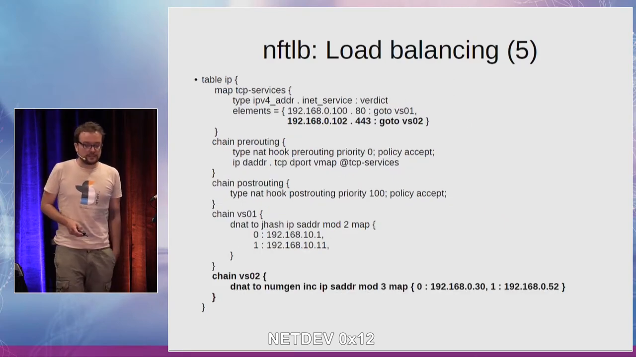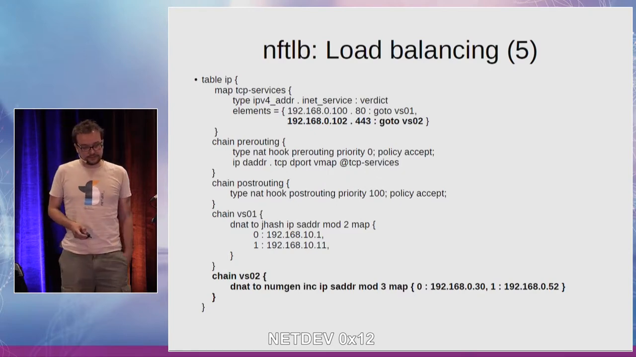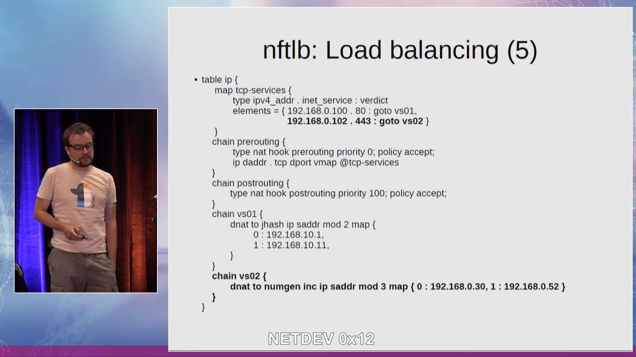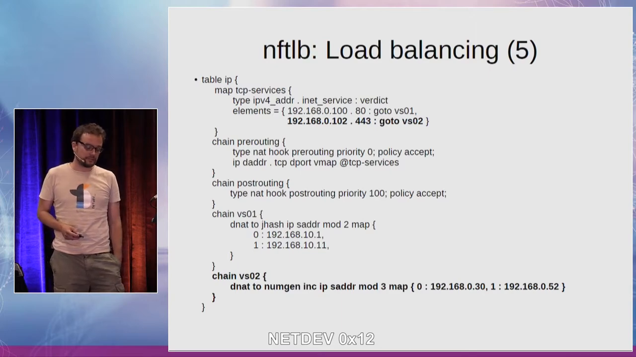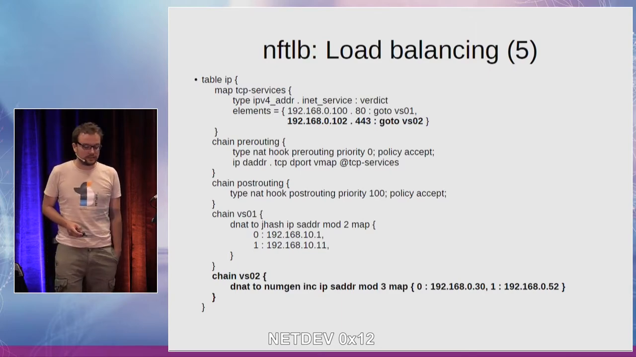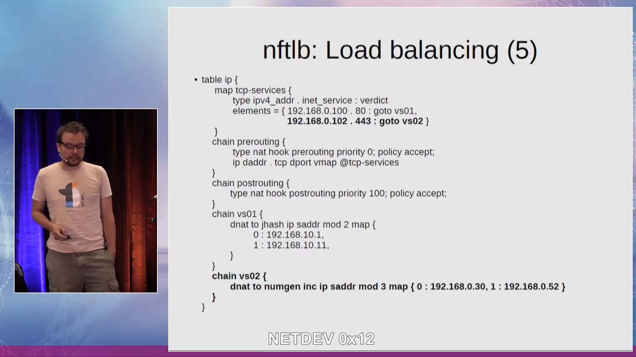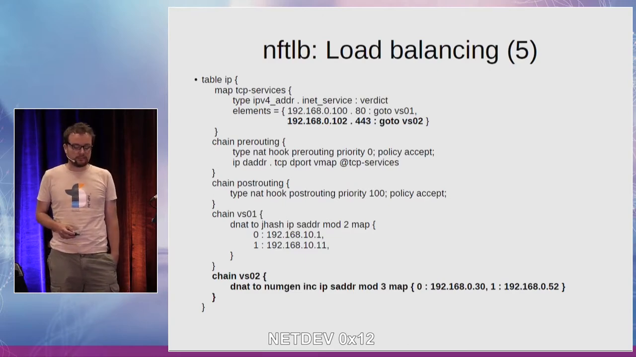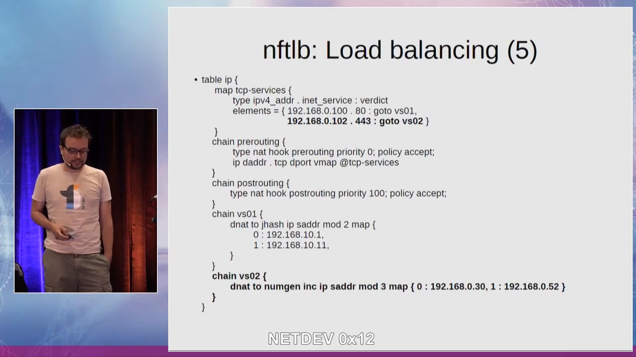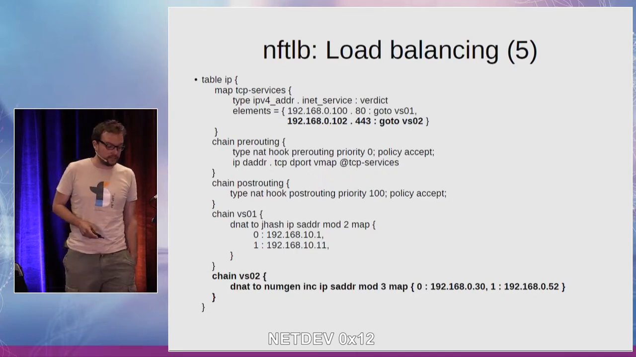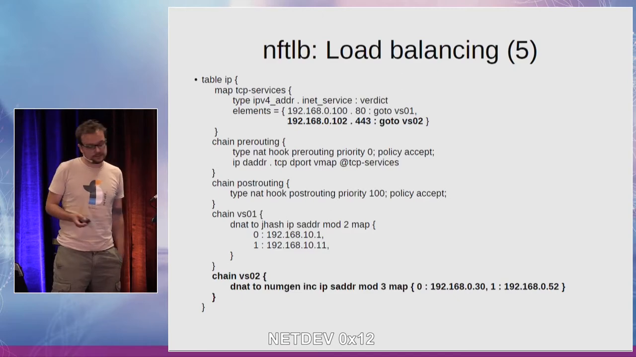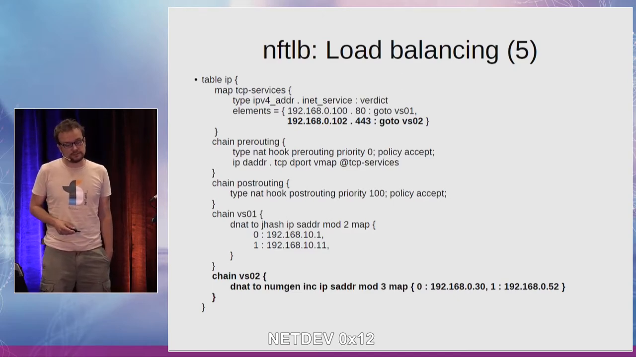So in case you want to support a new service, let's say we want to support HTTPS, port 443, it's just a matter of adding a new element to the map, and then just adding the chain that is going to do the load balancing between the new backend servers. So making incremental updates on this rule set is quite natural, actually. All this is being generated by NFTLB, so it's not something that is just to show you what the daemon is doing.